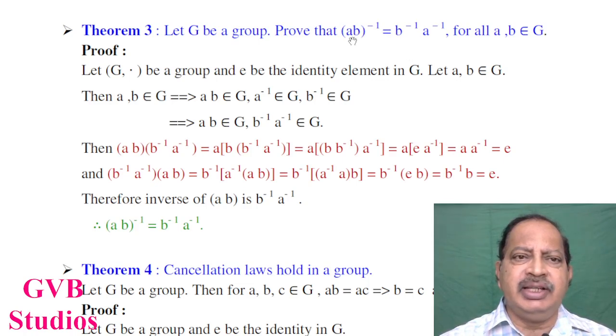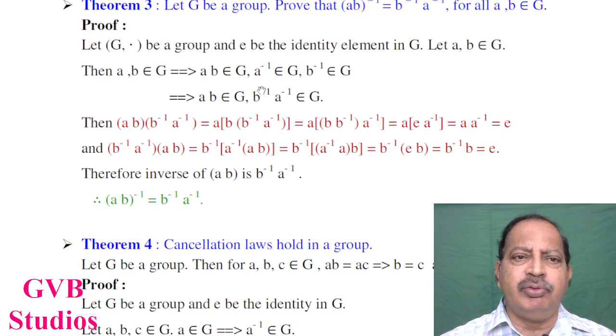Suppose this AB is X and the right side part is Y, then the theorem reads as X inverse is equal to Y. Using the definition, we have to show that X dot Y is equal to E and Y dot X is equal to E. Then we say that X inverse is equal to Y. So let us go to the formal proof.